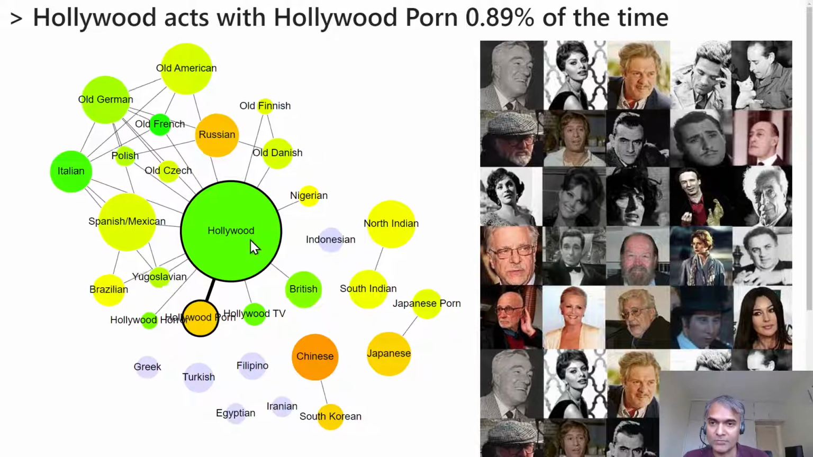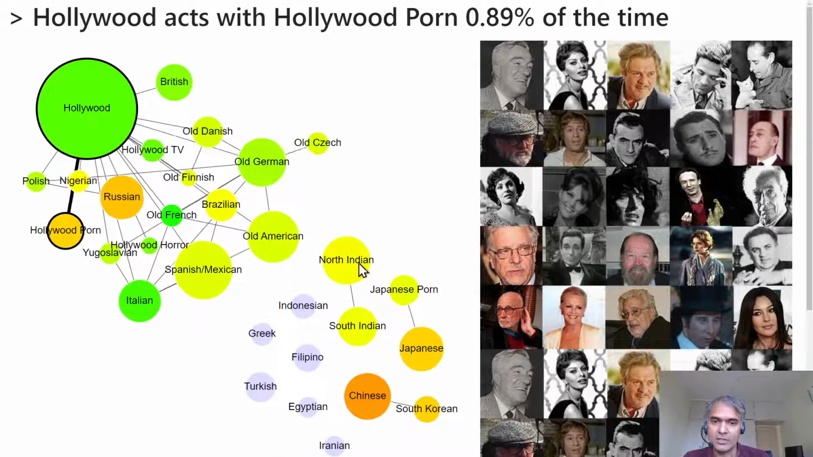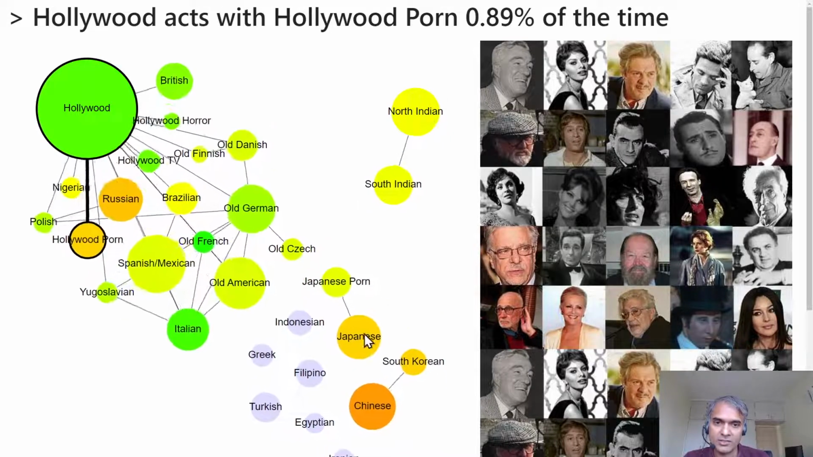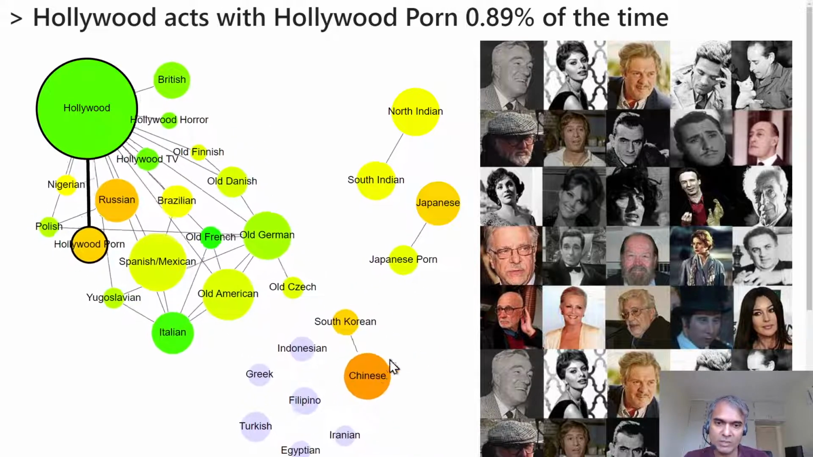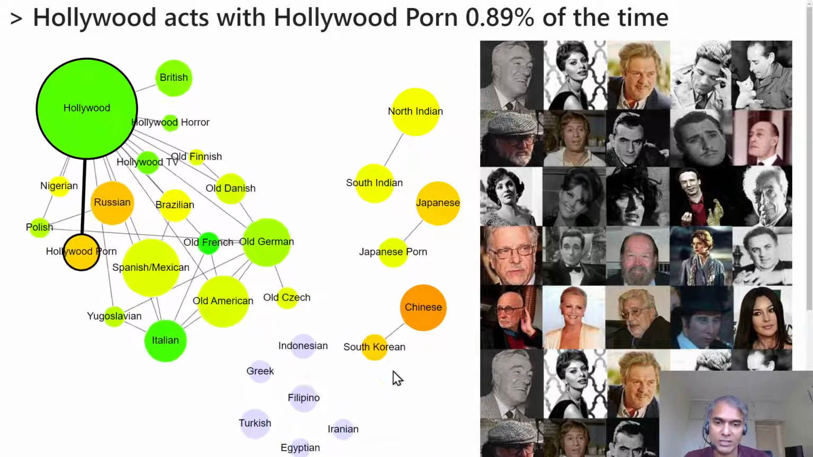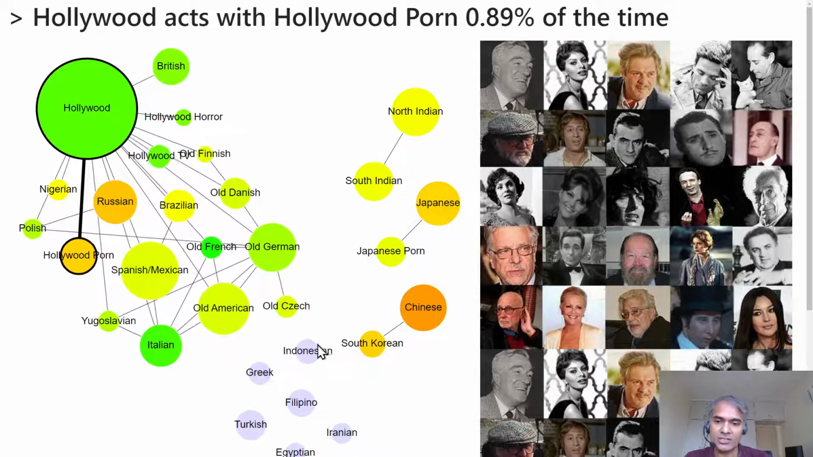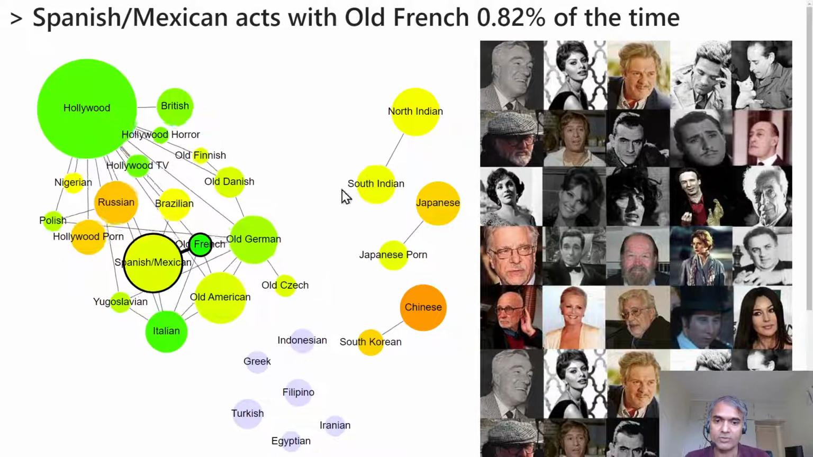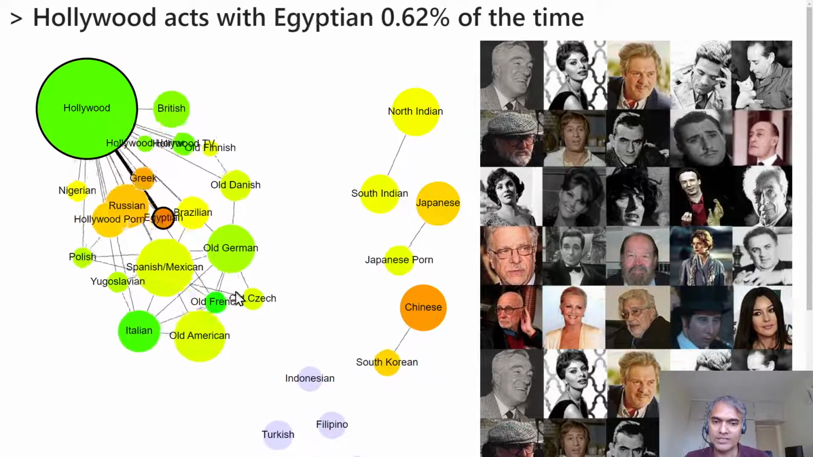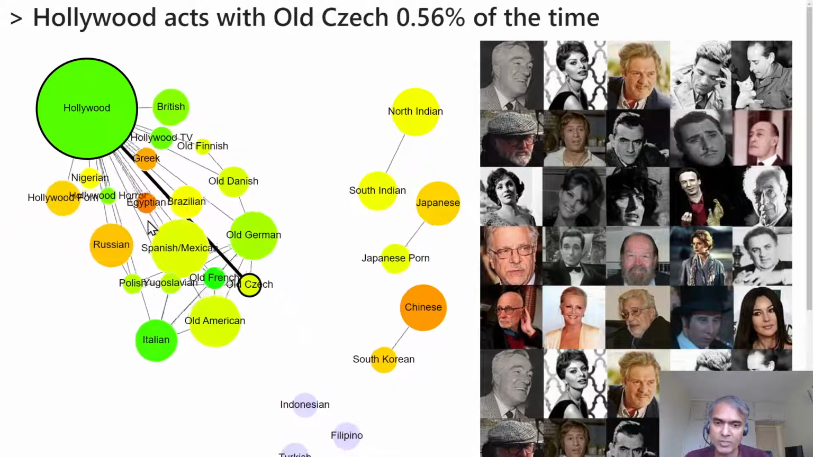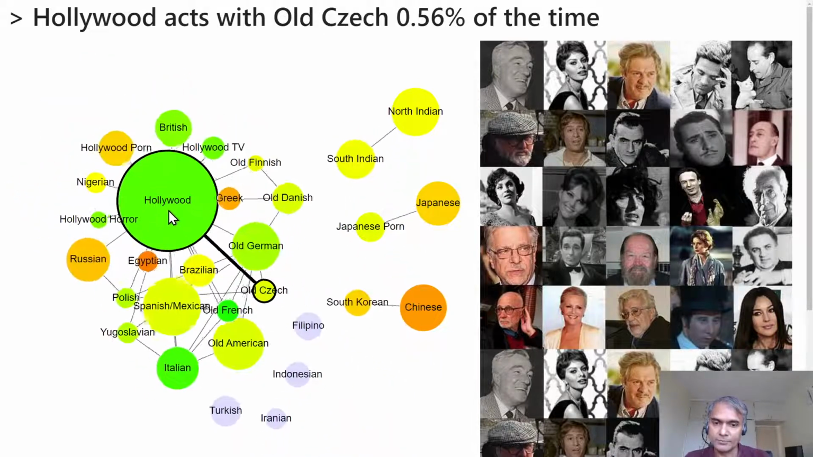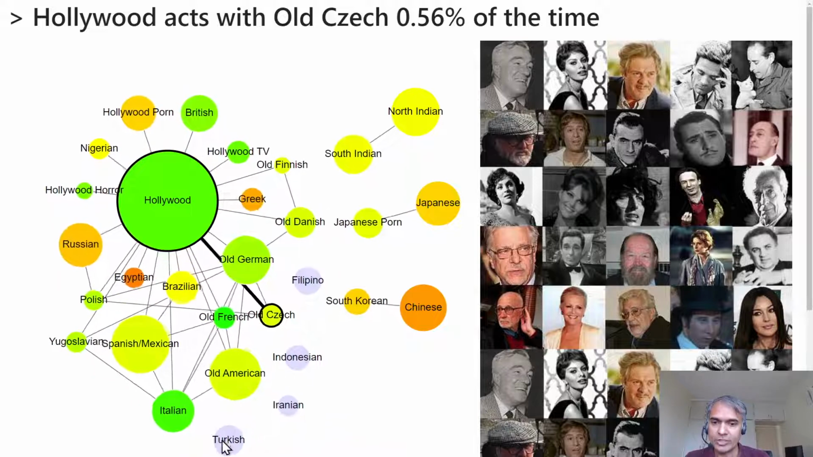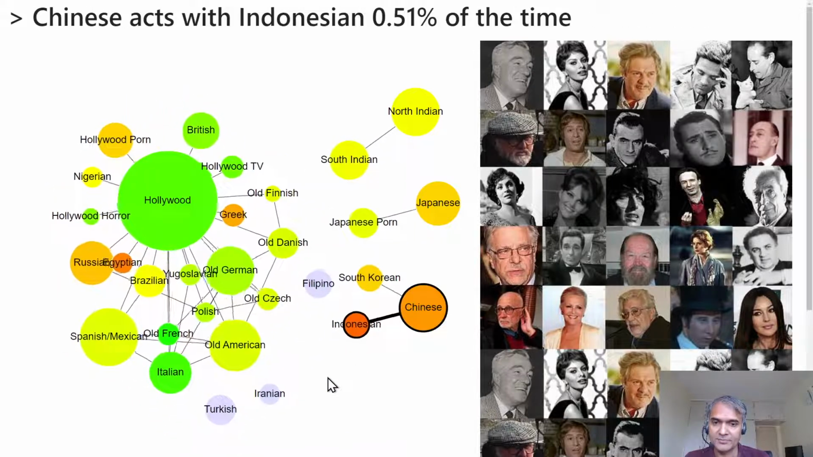So at this point, we have the North Indian, South Indian cluster, the Japanese and Japanese porn cluster, the Chinese and the South Korean cluster, and the other industries, Indonesian, Greek, Filipino, Iranian, Egyptian, Turkish, they are still unconnected. They don't act with each other even 1% of the time. Let's keep going and see what connects next. Old French connects, Egyptian connects, but we still have Filipino, Indonesian, Turkish, and Iranian disconnected.